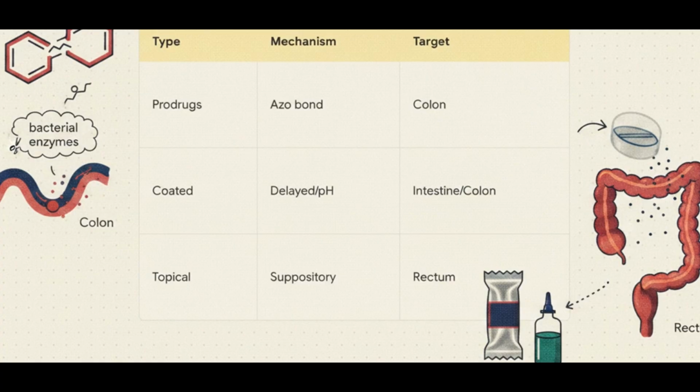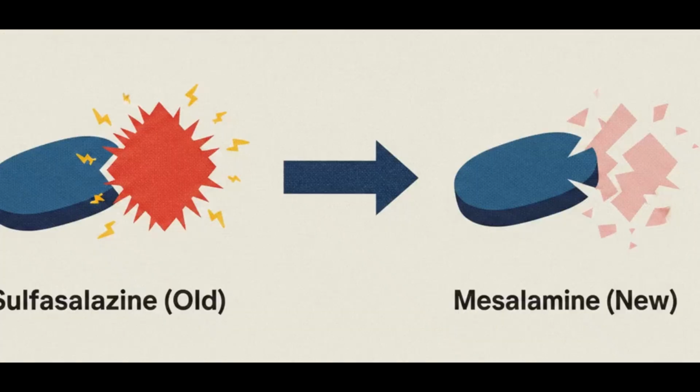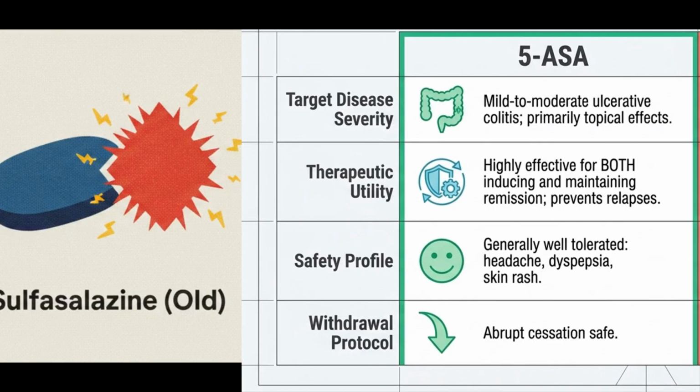And third, for disease located at the very end of the GI tract, like proctitis, we bypass oral delivery entirely. We use topical preparations, basically suspending the drug in wax matrix suppositories or enemas for direct localized contact. The really great news about 5-ASA drugs is that they're generally very safe and highly effective for both inducing and maintaining remission. So they play both the sprinter and the marathon runner for mild disease.